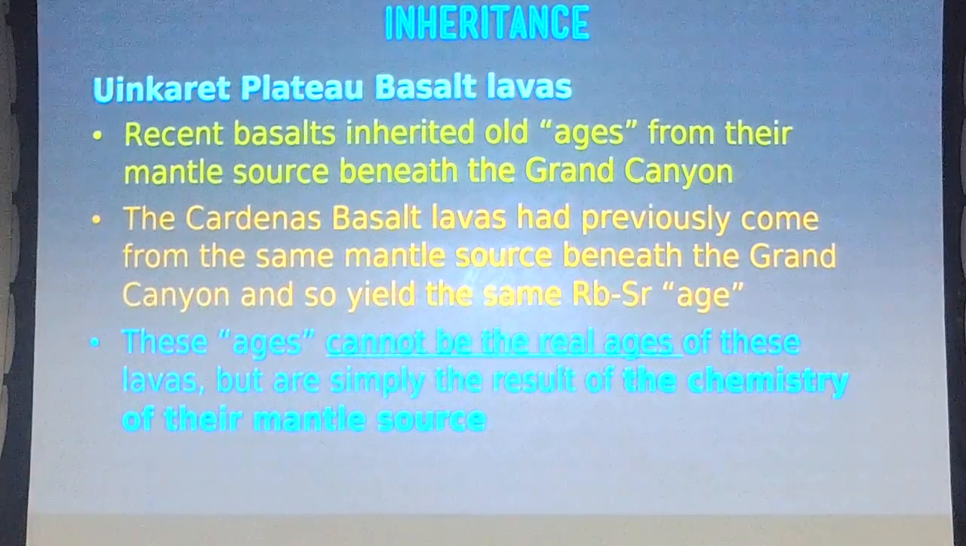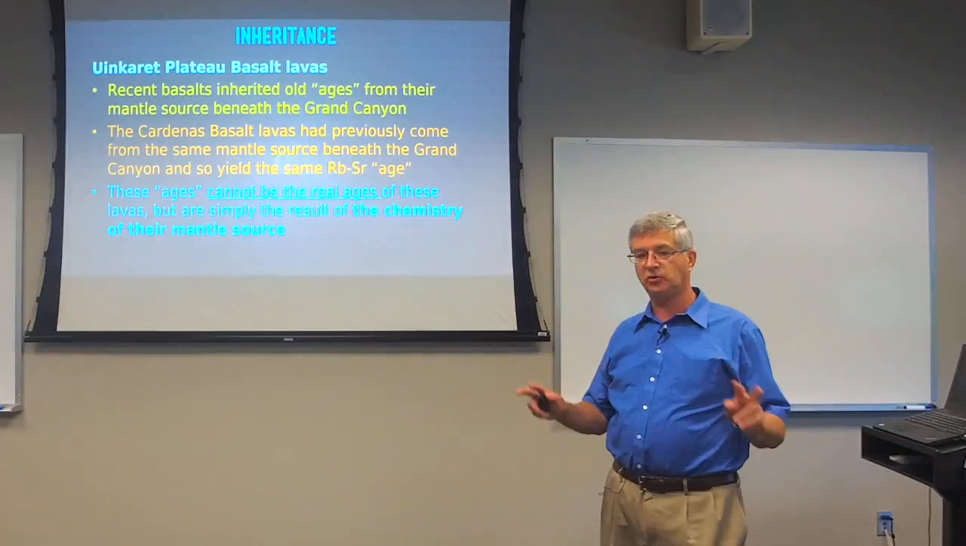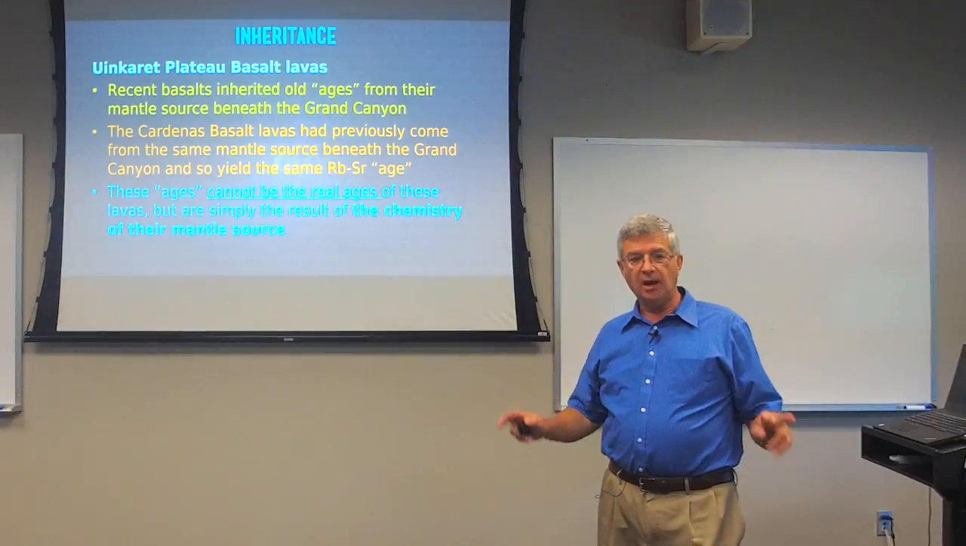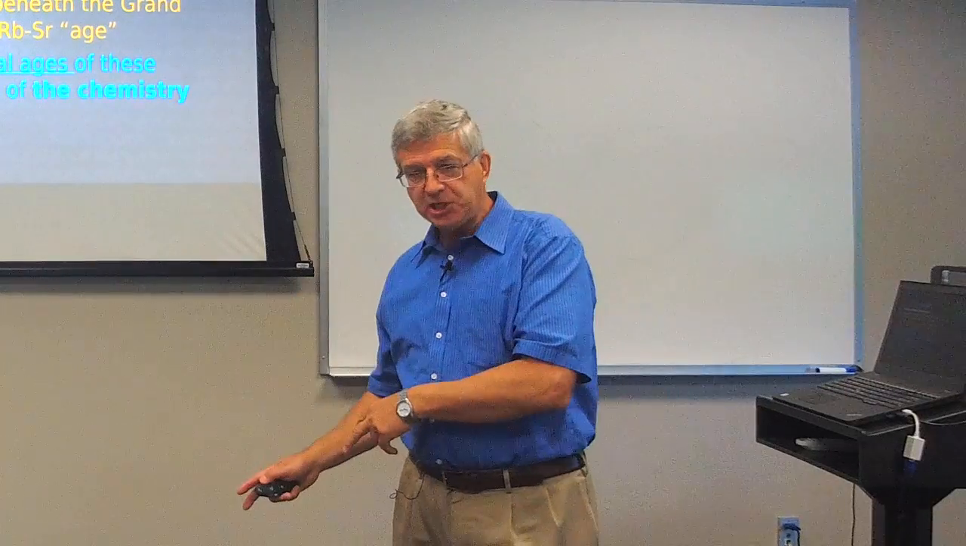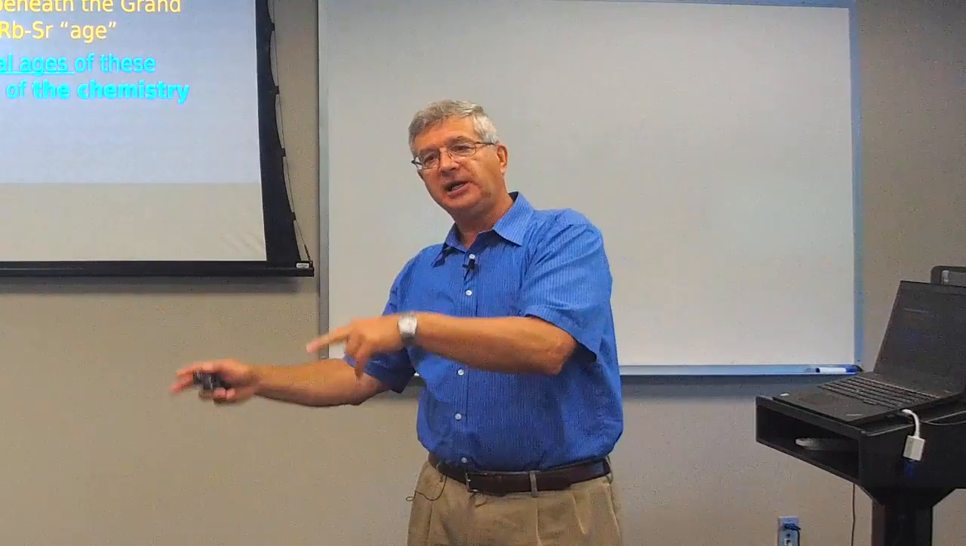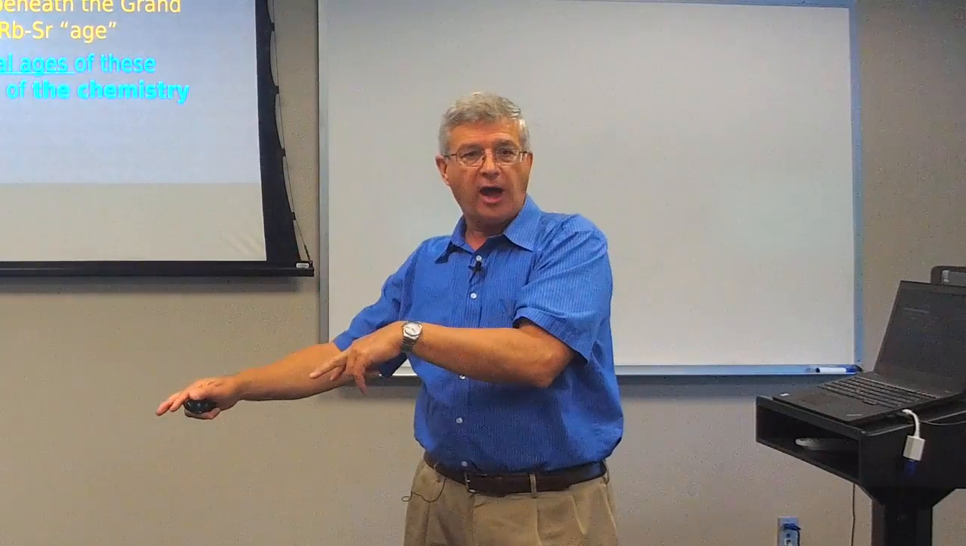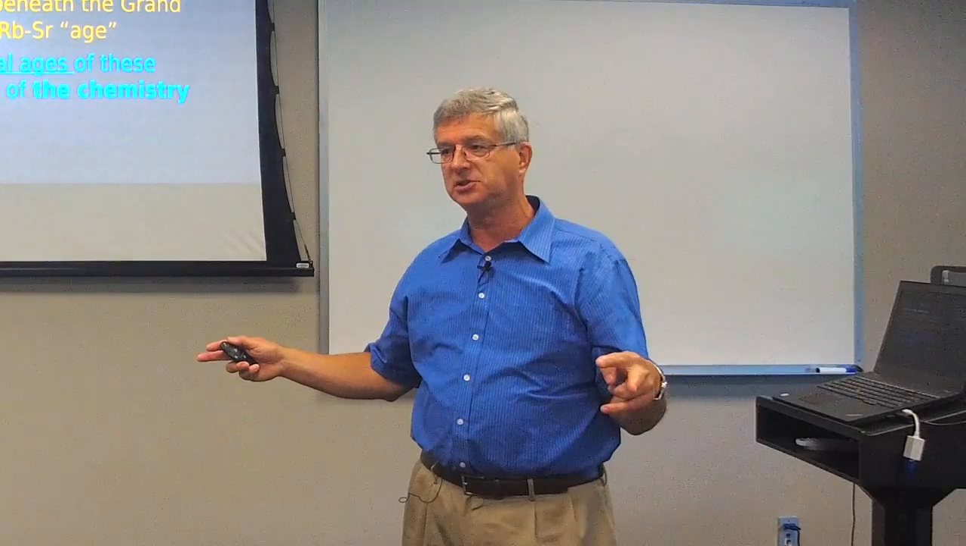The Cardenas basalt had previously come from the same mantle source and so it would yield the same rubidium strontium "age." I put age in quotation marks because these cannot be the true or real ages. They are simply an artefact of the mantle source or the mantle chemistry. And why can I say that with good authority? Because that's the explanation for why the recent lava flows on those ocean islands give billions of years ages.